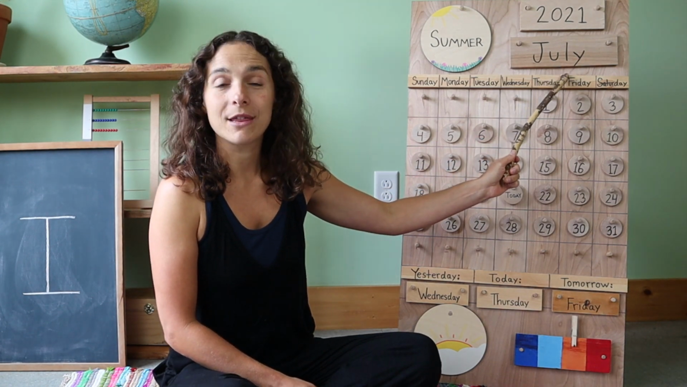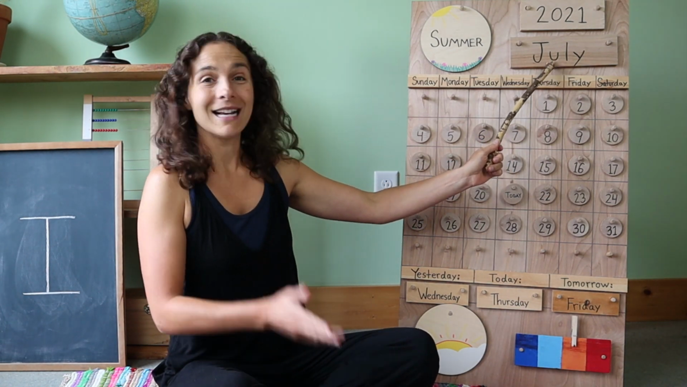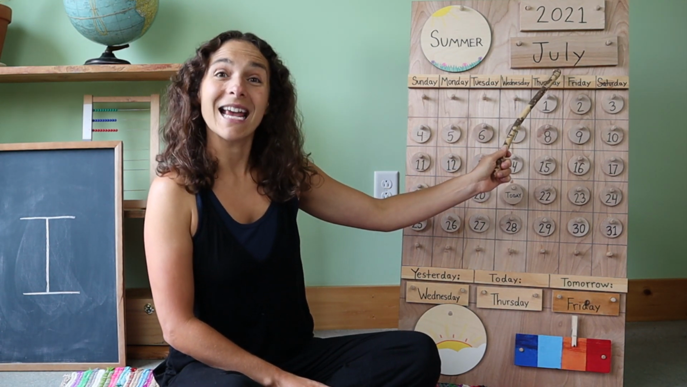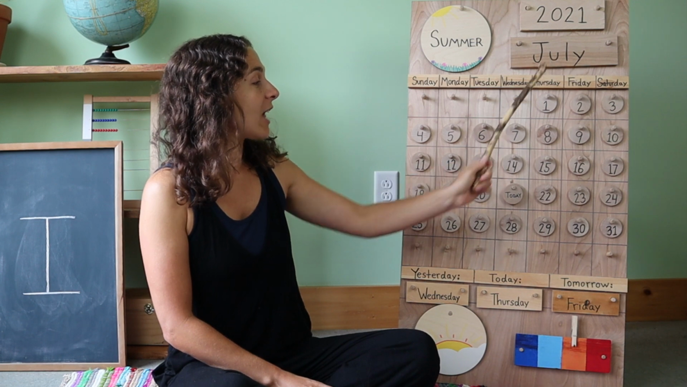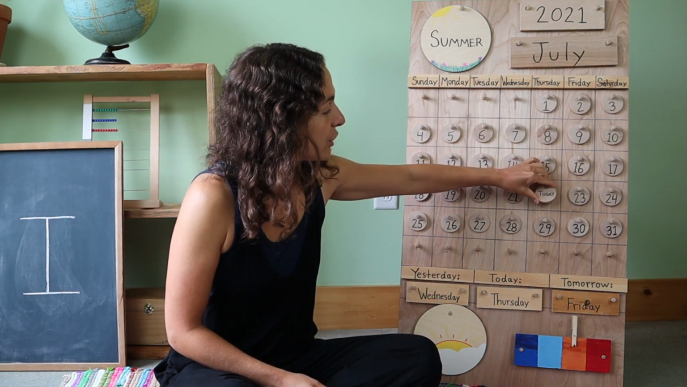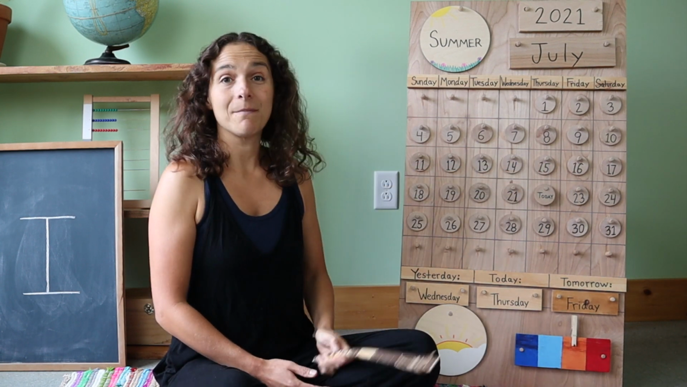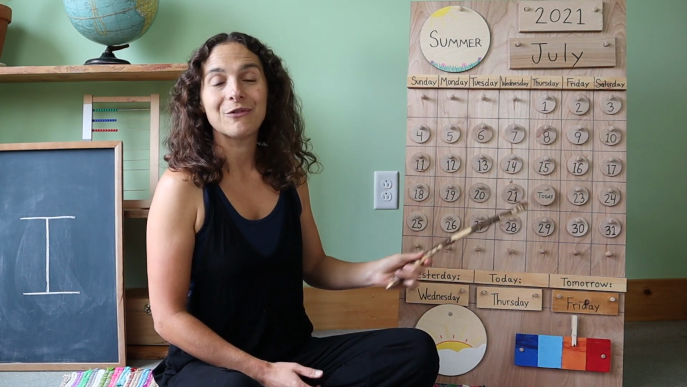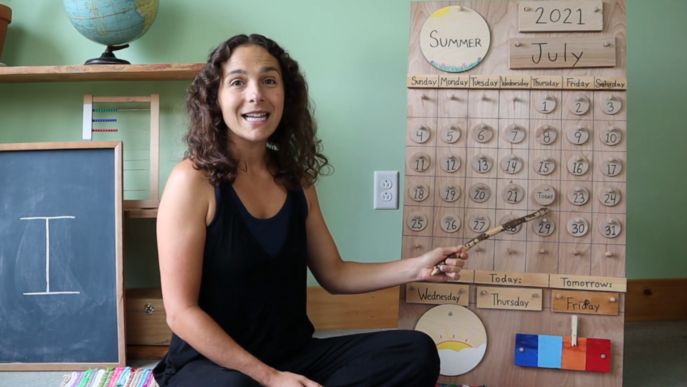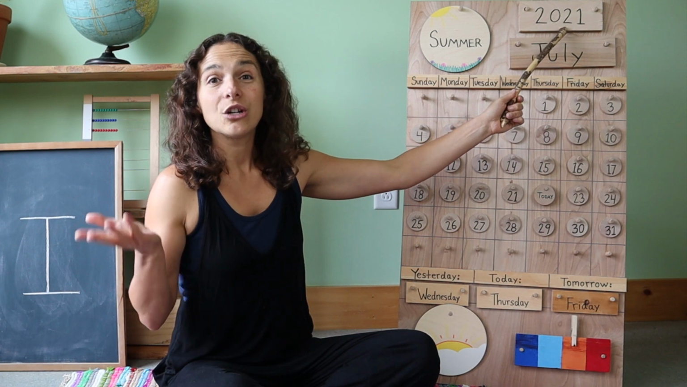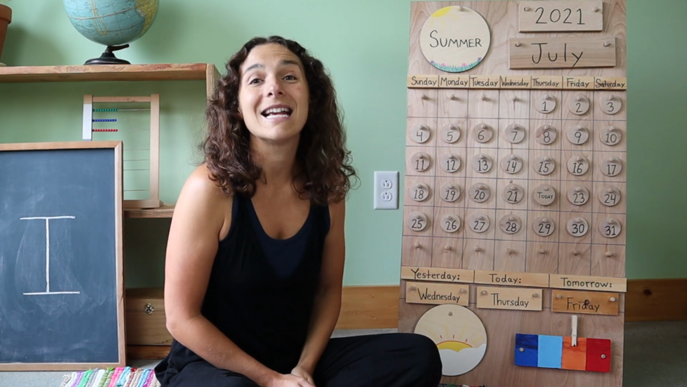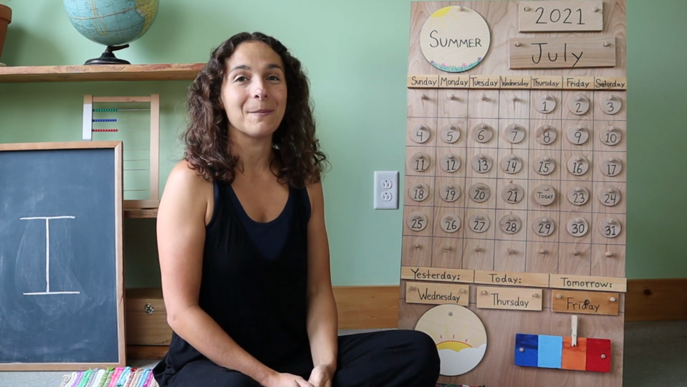Let's start off with the month, which is right up here. Do you know what the month is? July. That's right. Today is July 22nd. Let's move the chip over from yesterday. Yesterday was July 21st. Today is July 22nd, and the year is 2021. Today is Isaac's 4th birthday.